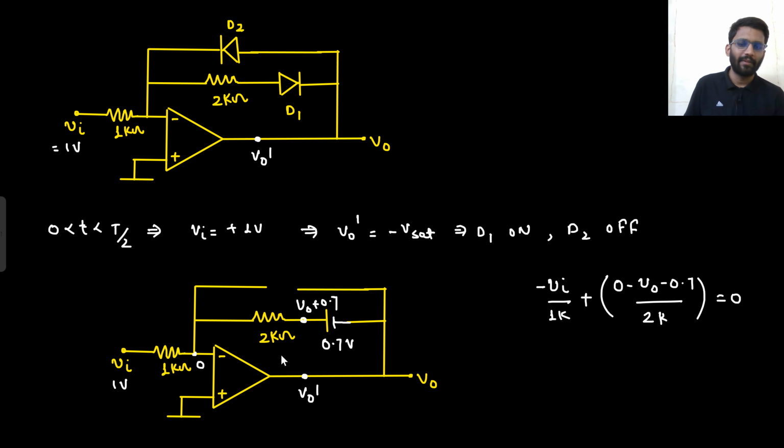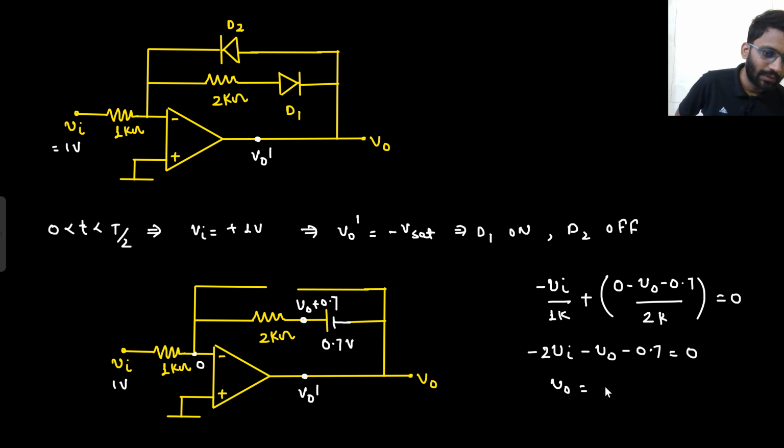0 minus V in divided by 1K plus 0 minus V naught minus 0.7 divided by 2K is equal to 0. So minus 2V in minus V naught minus 0.7 is equal to 0. 2V in is 1 volt only. V in is 1 volt, so 1 I can put here. So V naught is equal to minus 2.7 volt.